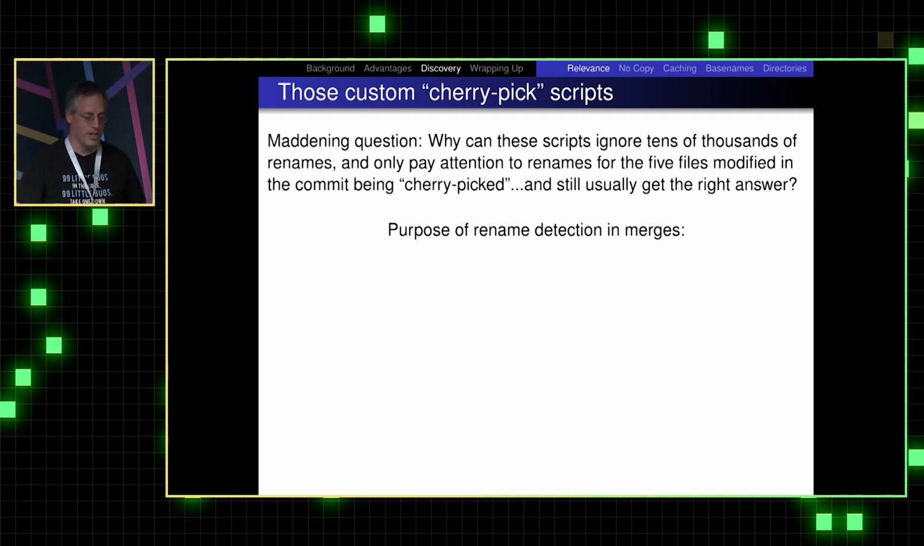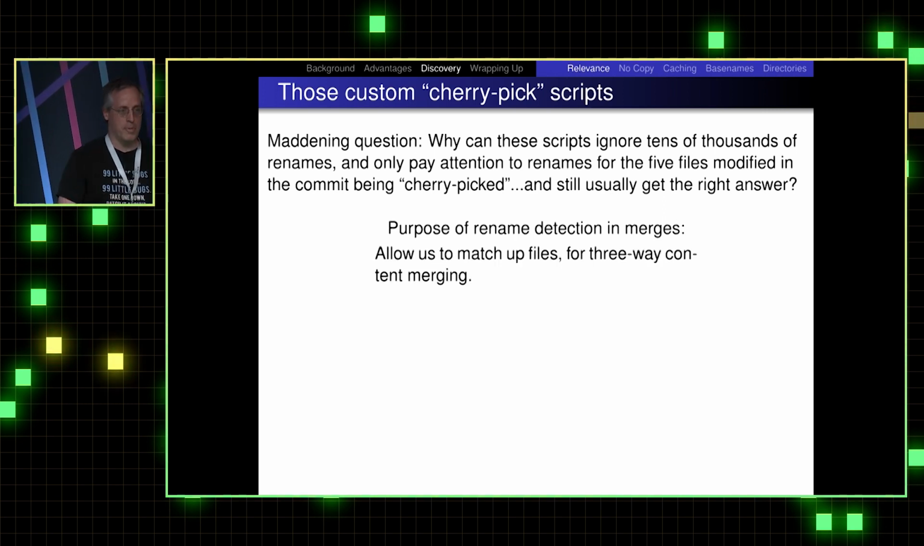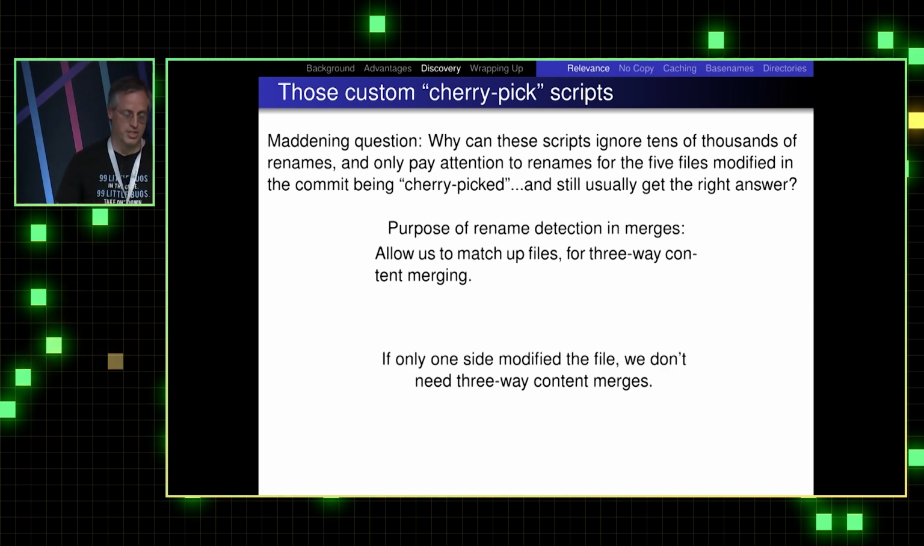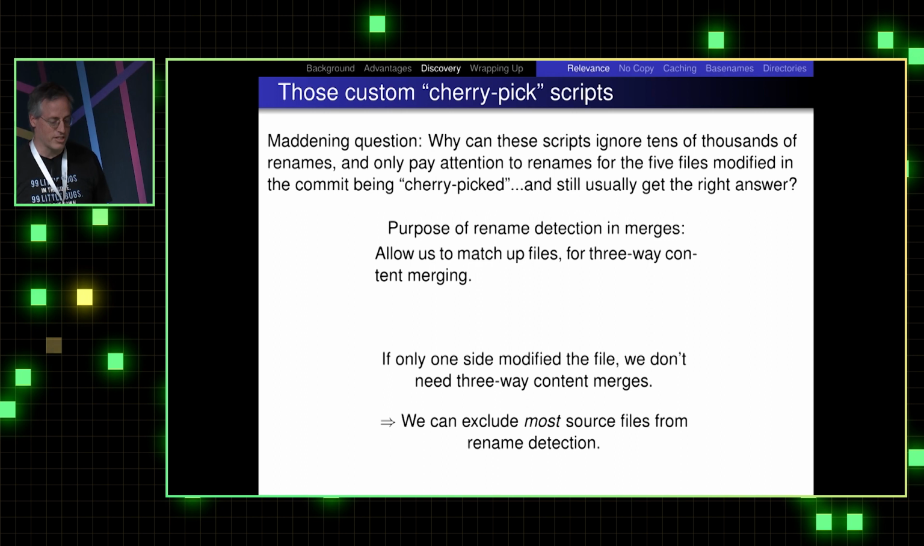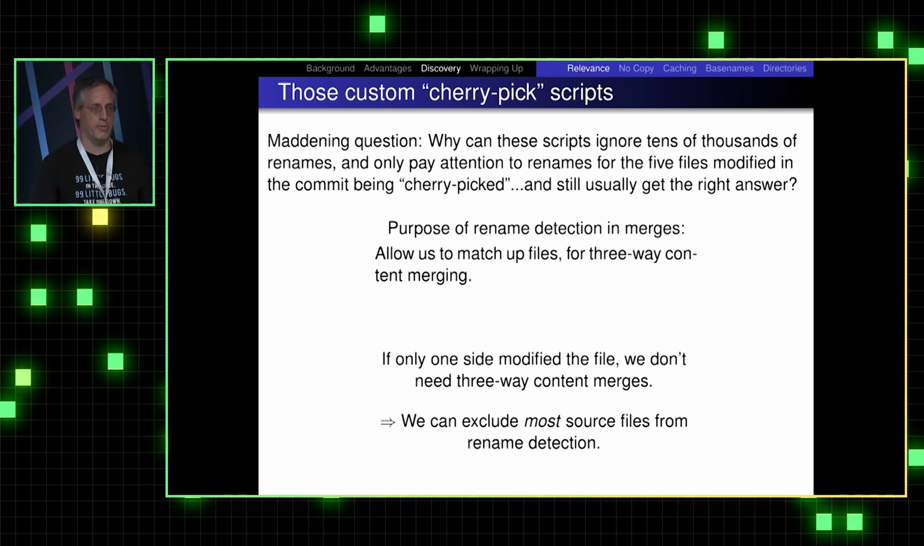The purpose of rename detection in merges is to match up files so that we can do 3-way content merges. The purpose of 3-way content merges is to reconcile differences made on both sides of history. What if there weren't changes on both sides, there was only changes on one side? If there's only a change on one side, then we don't need a 3-way content merge. And if we don't need a 3-way content merge, then we don't need that rename to be detected. So that means that we can actually exclude most source files from rename detection. We can reduce the number of rows in that matrix dramatically.